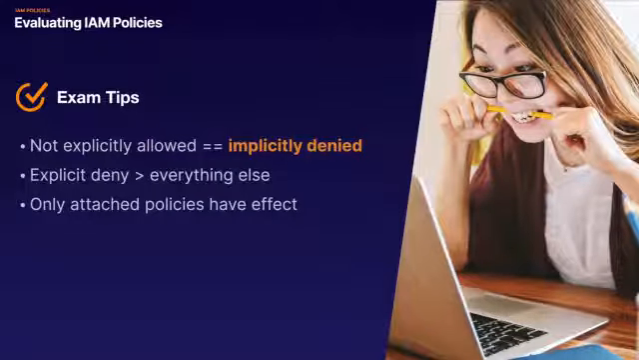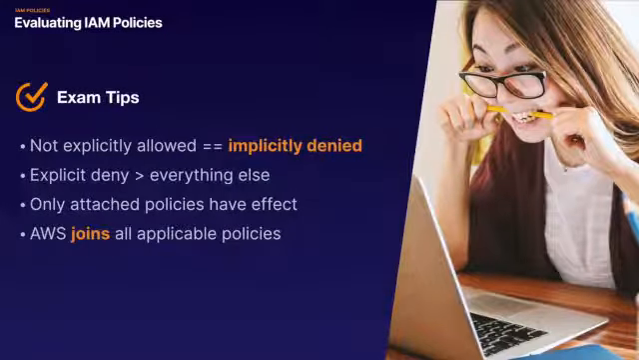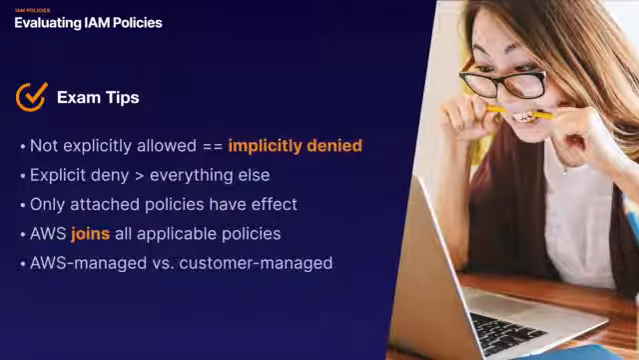And remember, only attached policies have an effect. Just because you've defined a policy doesn't mean it's doing anything until it's attached to a user, group, or role. And when you have multiple policies attached to either an identity or a resource, AWS will join, or union, all of those policies together when it performs its evaluation. So if an action is allowed by an identity-based policy, a resource-based policy, or both, then AWS allows the action. An explicit deny in either of these policies overrides the allow. Also understand AWS managed versus customer managed policies.